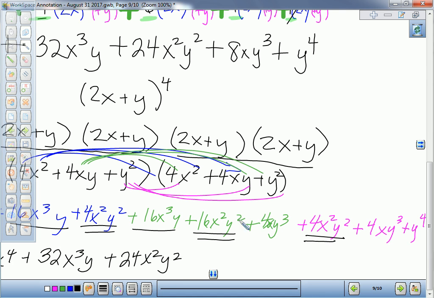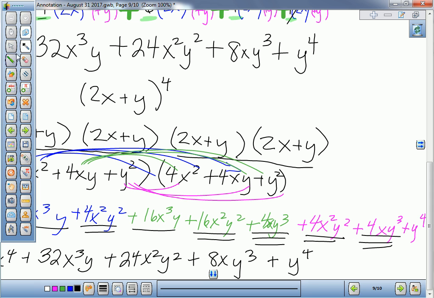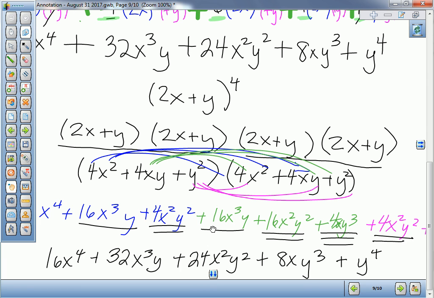Alright, then I've got this 4xy cubed, and a 4xy cubed makes an 8xy cubed, and then I've got a y to the 4th at the end. Let's see if I got the same thing. You did. I did? Cool. I got the same thing. It just took, like this is 2 steps, this is 1, 2, 3, 4. So it's sort of a shortcut. Okay?